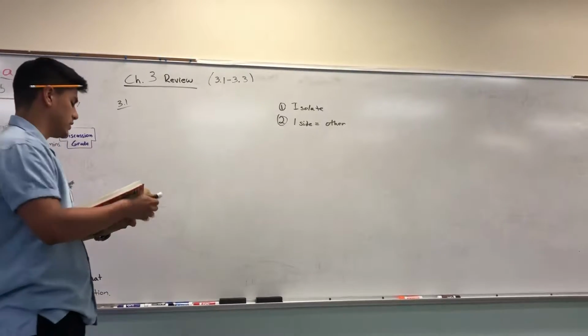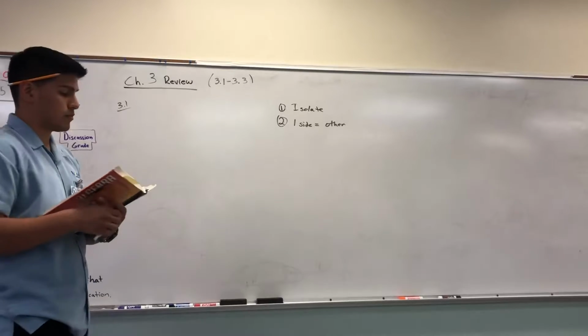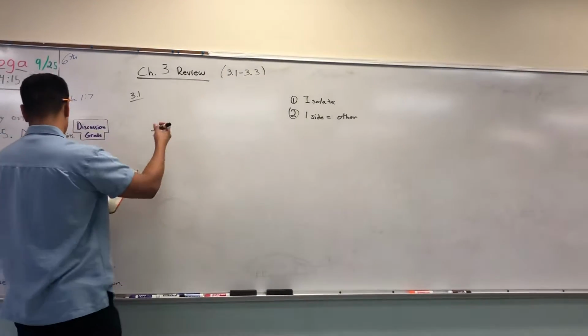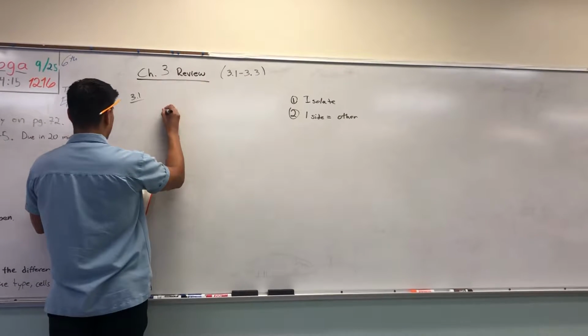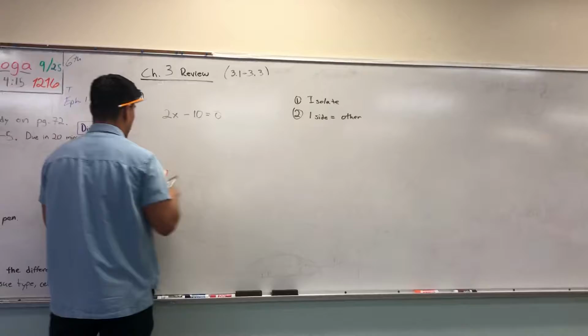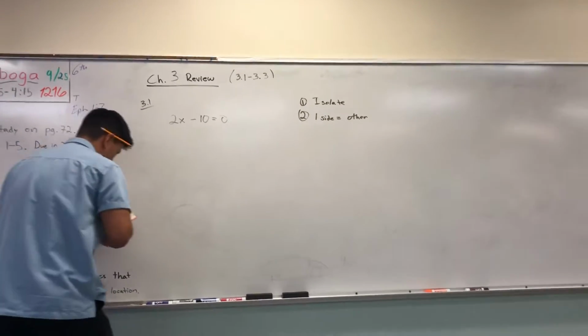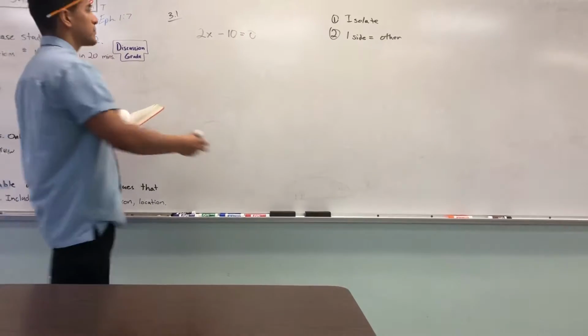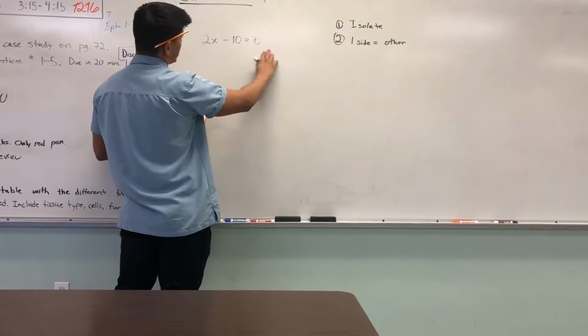In chapter 3, we start dealing with equations, okay? And this is different from expressions that we're seeing in chapter 2, where we have to evaluate. In equations, we have to solve. So if we look at number 1 in your review, you have 2x minus 10 equals 0. Now in this case, we have an equation because there's an equal sign, all right? That's the difference between an equation and an expression. All right, so you have 2x minus 10 equals 0.